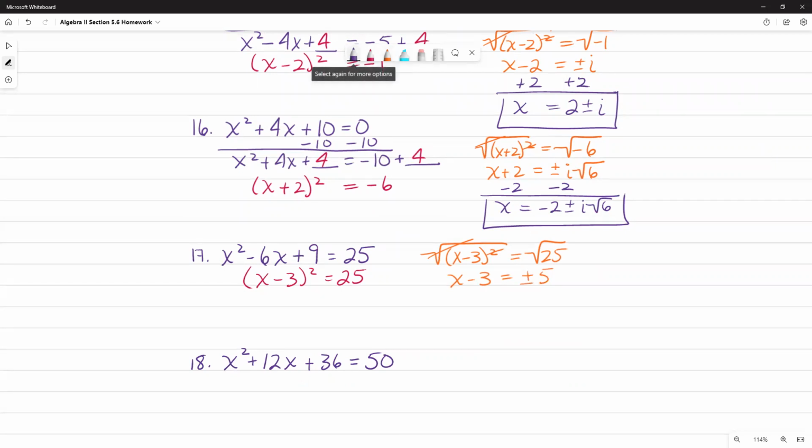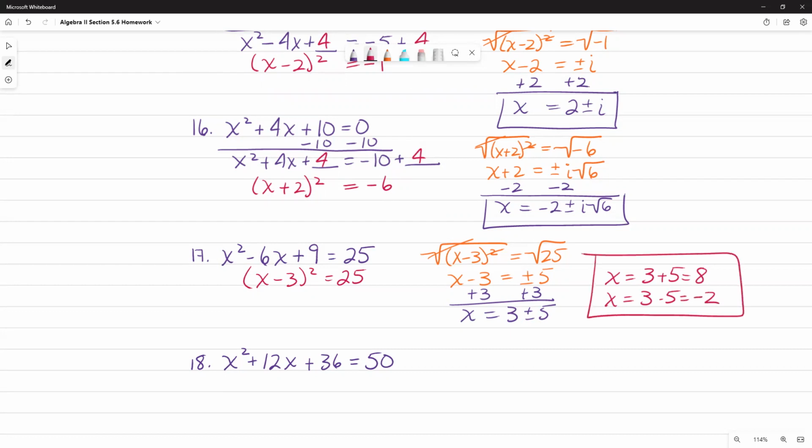Last step is I'm going to add 3 to both sides. I get x equals 3 plus or minus 5. This I can actually solve. We don't have any imaginary number. So to solve that, we have x equals 3 plus 5, which is 8. And we also have 3 minus 5, which is negative 2. Done.